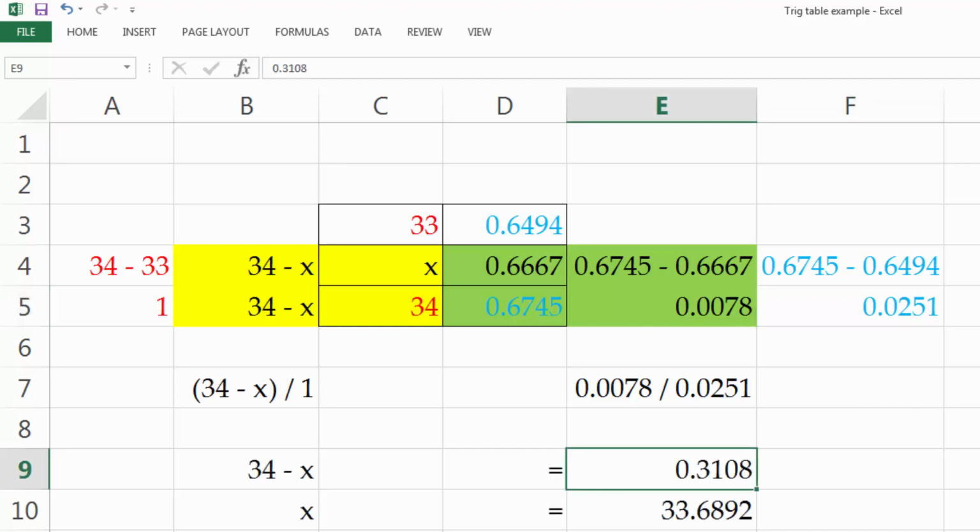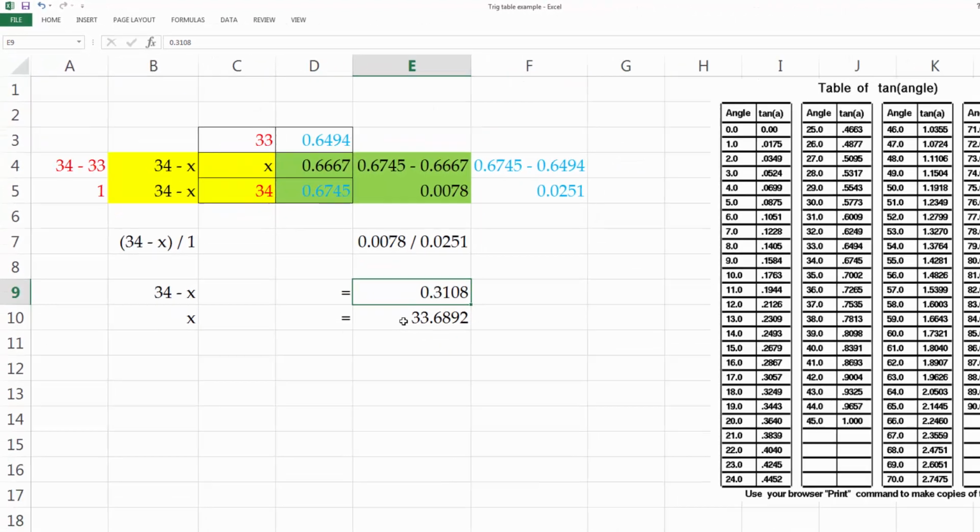So when I solve for that, I got 0.3108, and obviously this is simply 34 minus x. Solving for x is simply 34 minus 0.3108, and you end up with 33.6892, which is what we expected, 33.69, as was indicated in the question on Facebook.